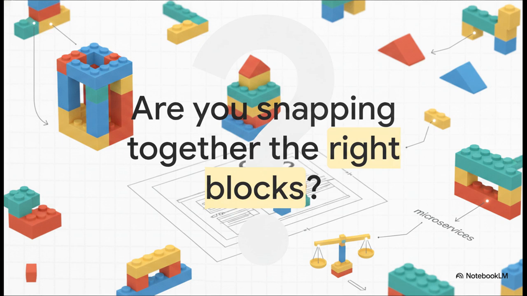So, as we wrap up this explainer, I want you to take a hard, objective look at the blueprint of your current project. Are you maybe using a monolith when you desperately need the scale of microservices? Or, on the flip side, are you drowning in the complexity of microservices when a layered approach would have been totally fine? Based on your unique drivers, ask yourself, are you truly snapping together the right blocks to serve your ultimate goals?